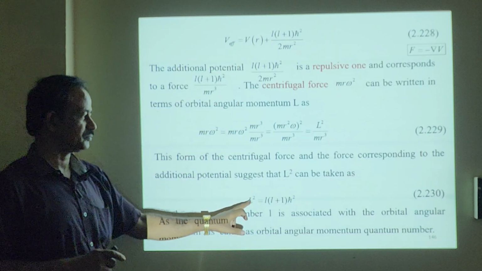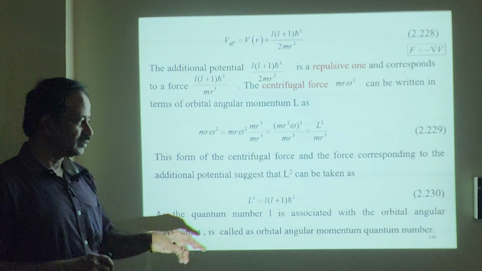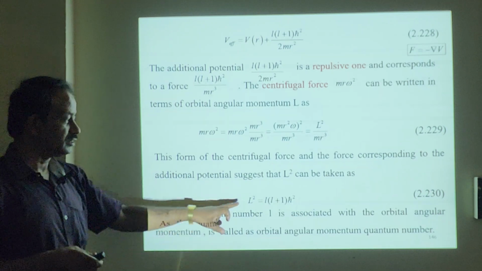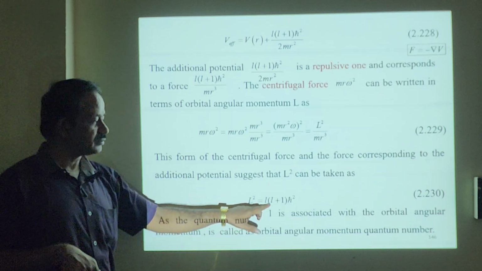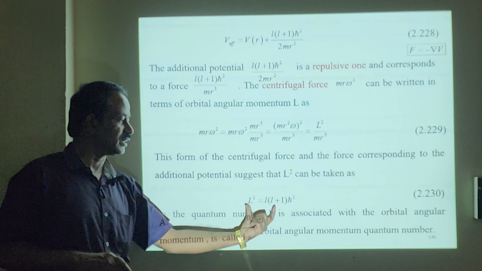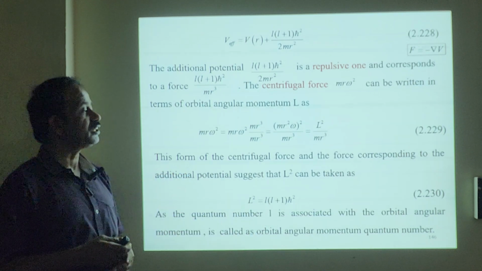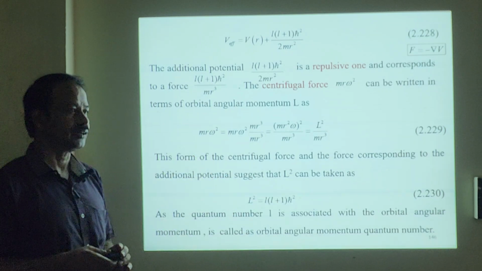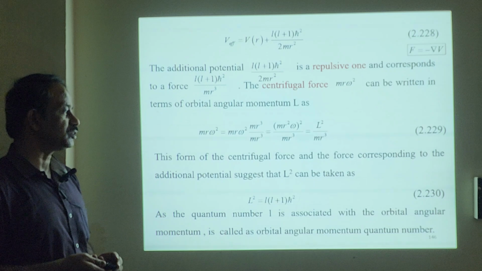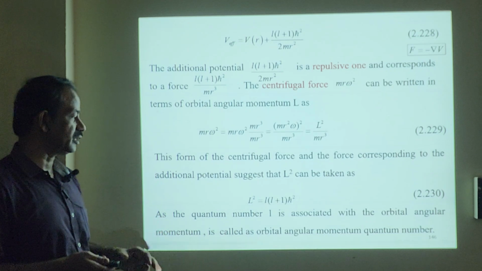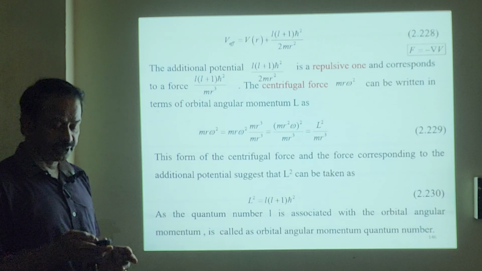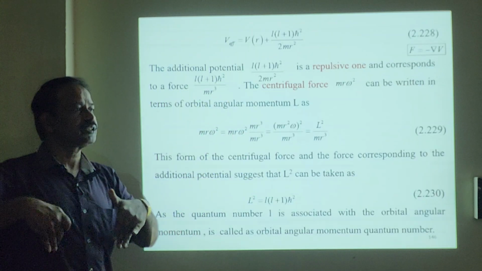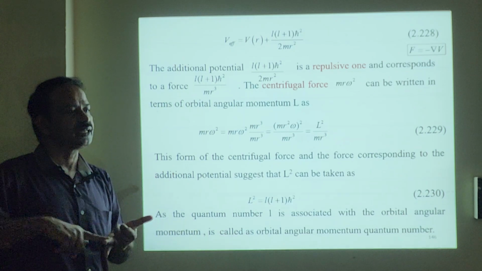So there is a connection between these two. This is the orbital quantum number, and this is the orbital angular momentum. So this form of the centrifugal force, and the force corresponding to the additional potential, is given by this expression. So that's the idea. As the quantum number l is associated with the orbital angular momentum, it is called the orbital angular momentum quantum number. Okay, is it okay? So now we have separated the r part, theta part and phi part.